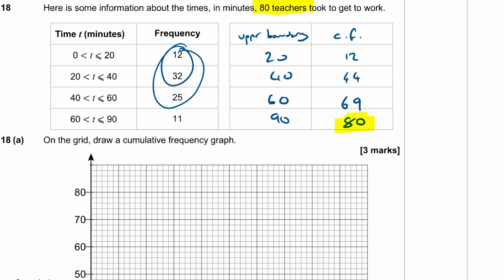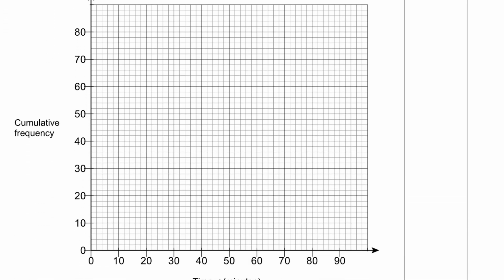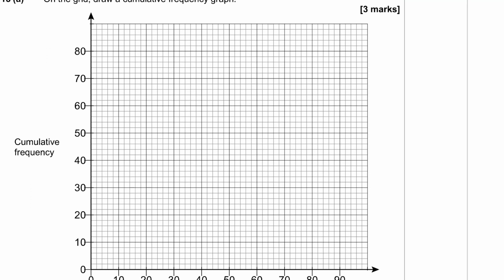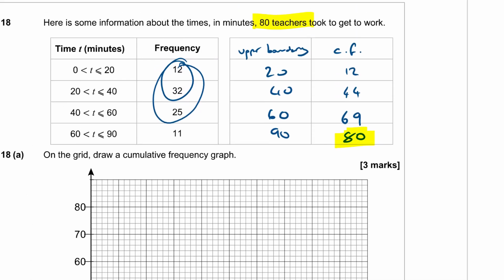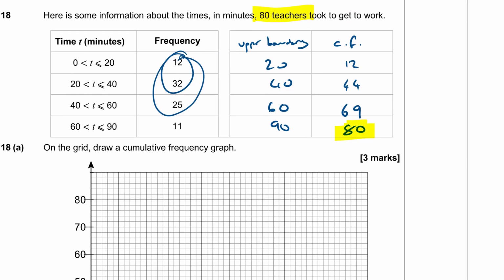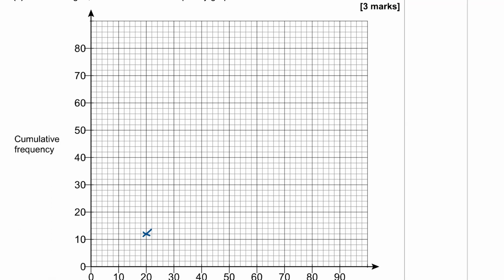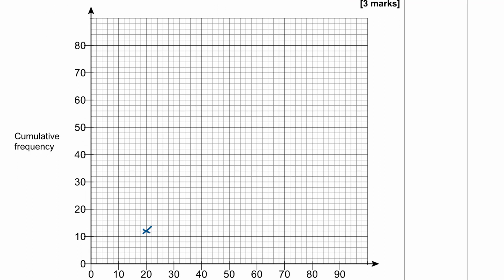I'm going to plot those points then on my graph. So 20 versus 12. So 20 goes with 12, it goes there. The next point is 40 with 44. So 40 with 44.